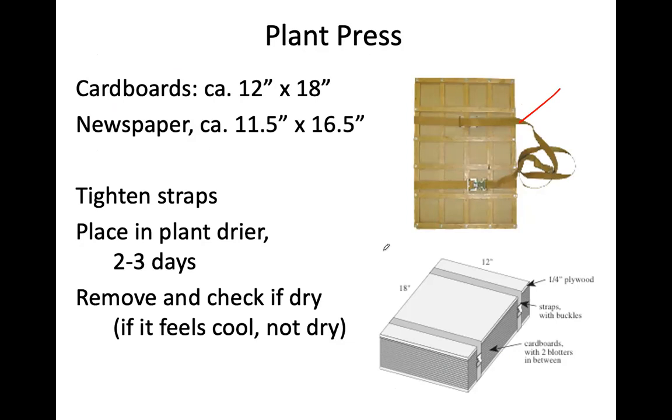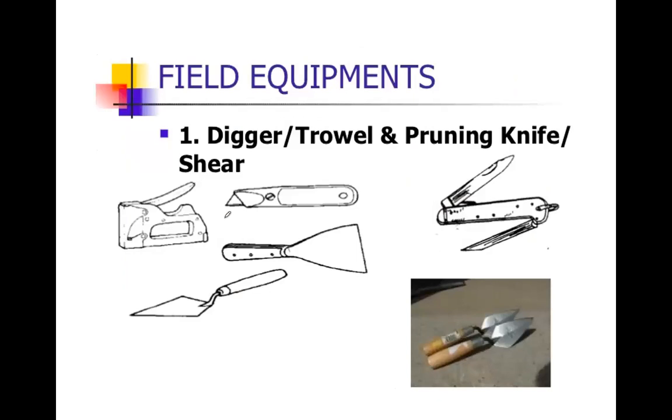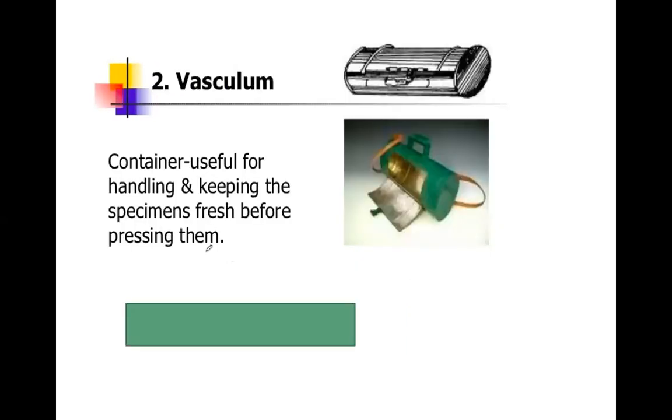Place the plant in the press to dry for 2 to 3 days. Remove and check if it is dry. If it feels cool, it is not dry. Okay, these are the plant press. This is the newspaper which is used for storage purposes. Field equipment: in the field equipment, these are the diggers, trowels, and pruning knives. These are the pruning knives, shears, and cutters, which are used in the collection of the plant.